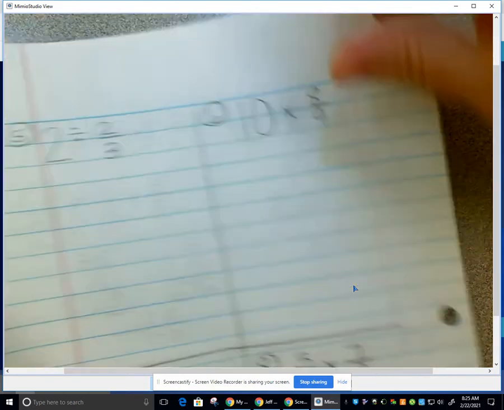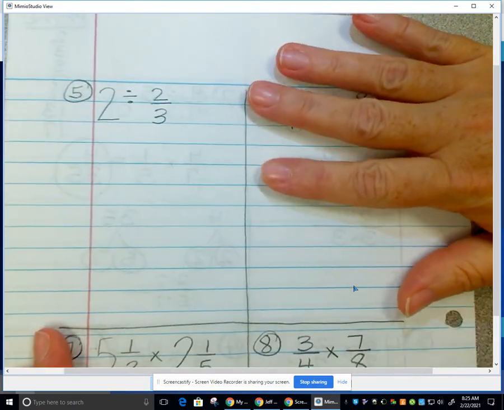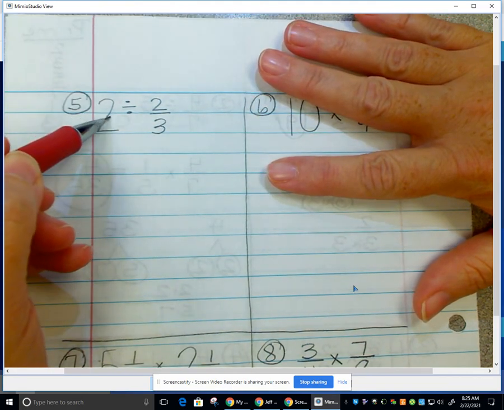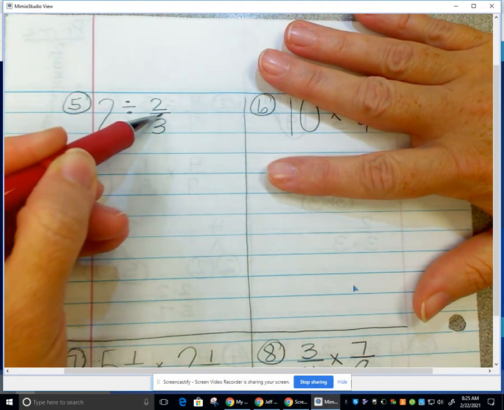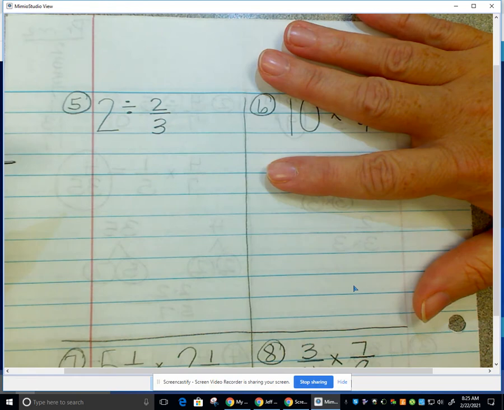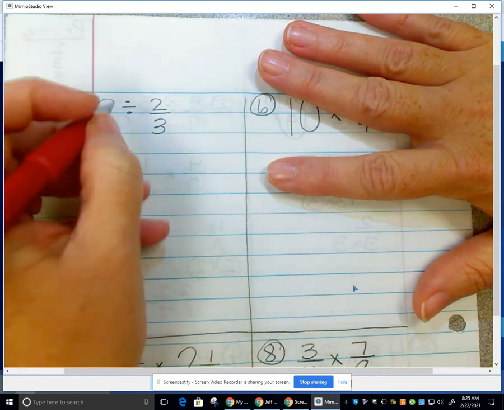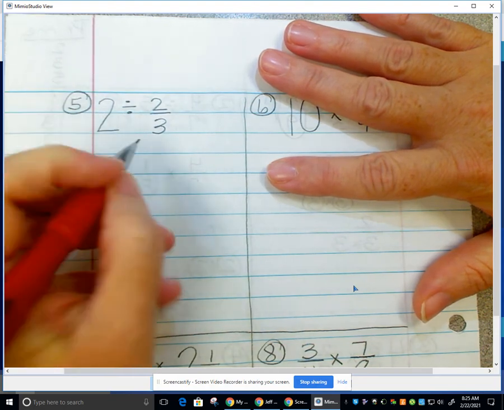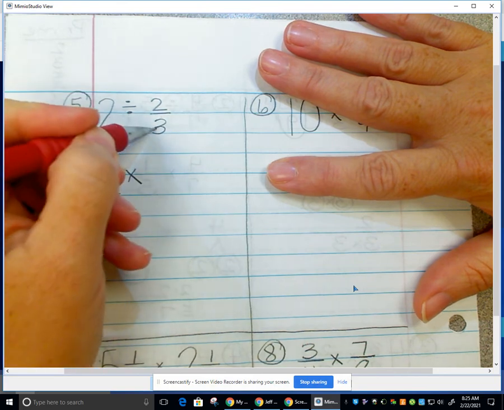Next problem. Number 5, we're at division again. Remember, in division, keep it, switch it, flip it. Now notice, I'm starting with a whole number. So guess what my answer will be? My answer will be a whole number. So I'm going to keep it, switch it, and flip it.